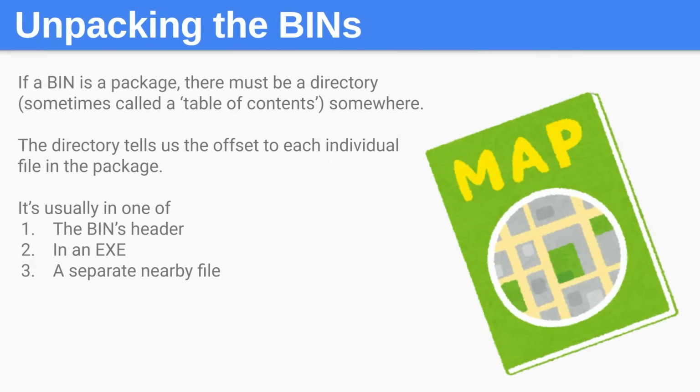Packages of files have to have some sort of directory or a table of contents that tells us where each individual file is in the package. Now, they could be a part of the bin file themselves in some sort of header, or they could be in the exe somewhere, or they could be in a separate nearby file. It all really just comes down to how that programmer just felt that day. It could be anywhere, really. Hopefully it's somewhere nearby inside of the bin.